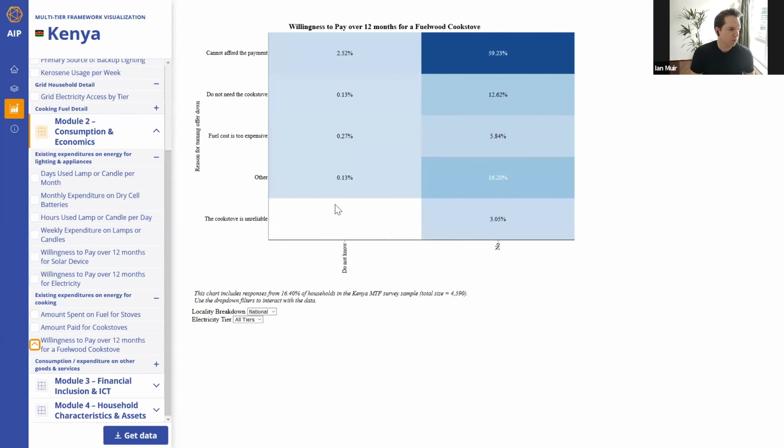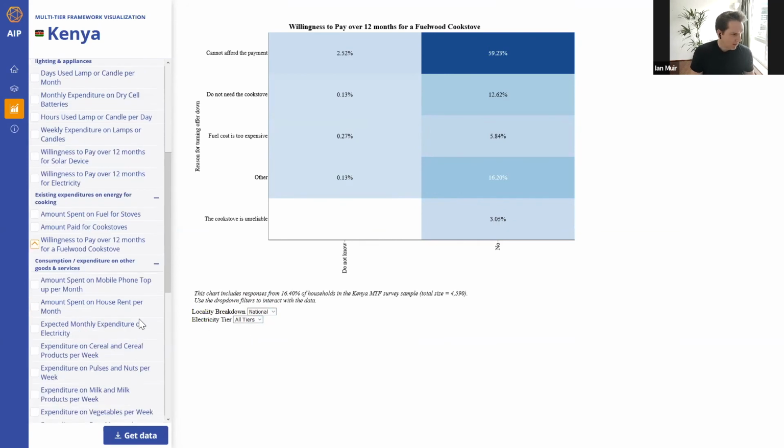And then things like willingness to pay for, say, a full fuel wood cook stove in this case. So we're showing here the people that don't know whether they can afford it or know they can afford it, and the reasons why they wouldn't purchase a stove, and how that changes nationally and based on what kind of electricity access they have too.